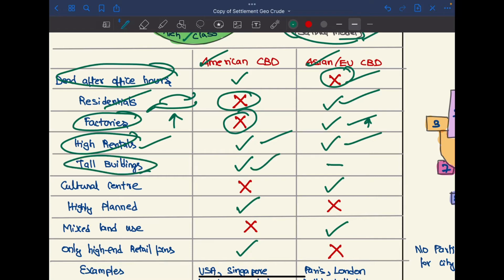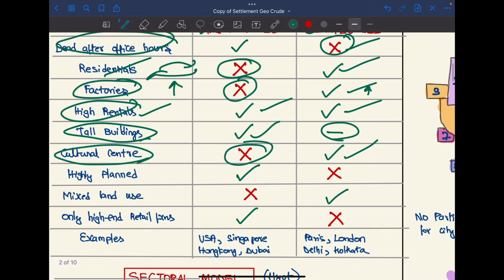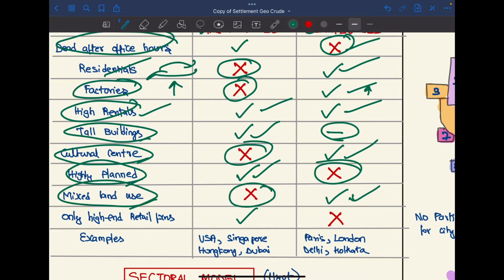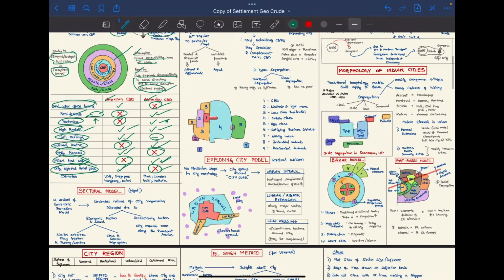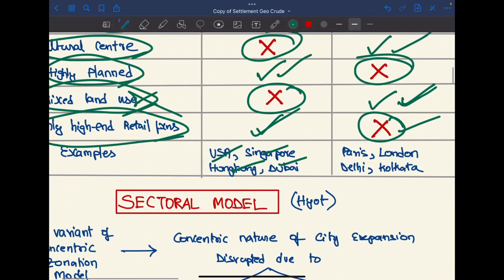Tall buildings will be more here. There won't be as many tall buildings here. It is a cultural center. It will be dead after the night, it's only a working place. These are highly planned, these are not planned. There is mixed land use here. There is no mixed land use there. Here there is mixed land use because of the history and culture, and only high-end retail firms work here. All types of mixed land use are seen here. Examples are USA, Singapore, Hong Kong and Dubai. It is seen in Paris, London, Delhi and Kolkata.